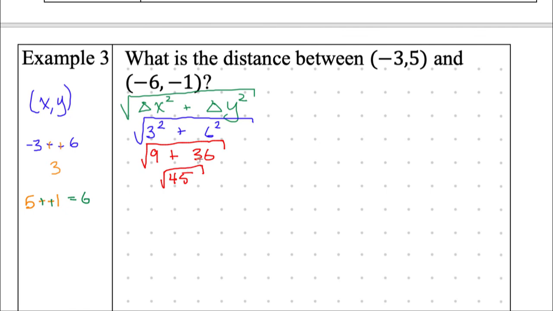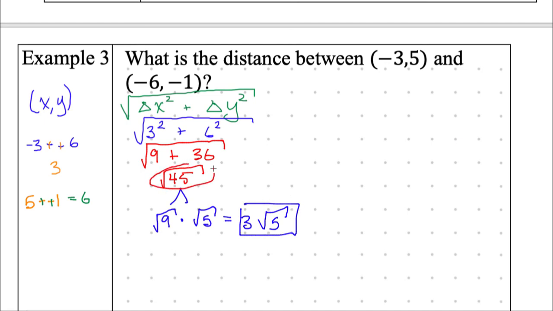And that is the final answer for Khan Academy. But in my class, you should be able to know that 45 is the same thing as 9 times 5, or the square root of 9 times the square root of 5, which is therefore equal to 3 square root of 5. So I'll box my answer, maybe I'll circle Khan Academy's final answer.